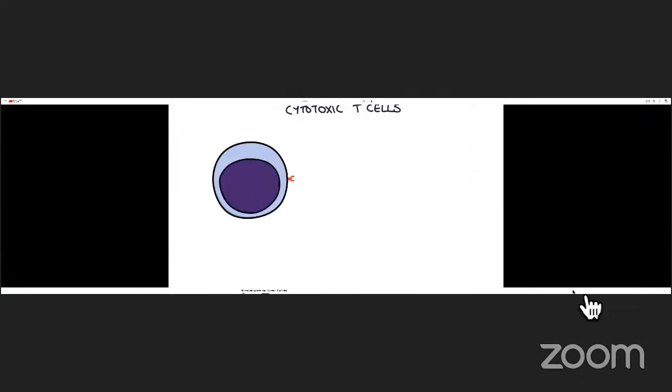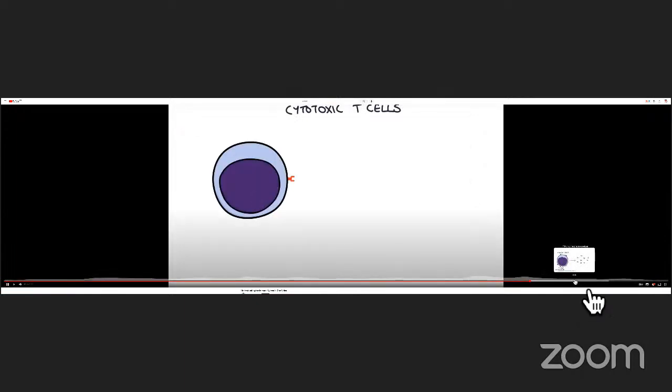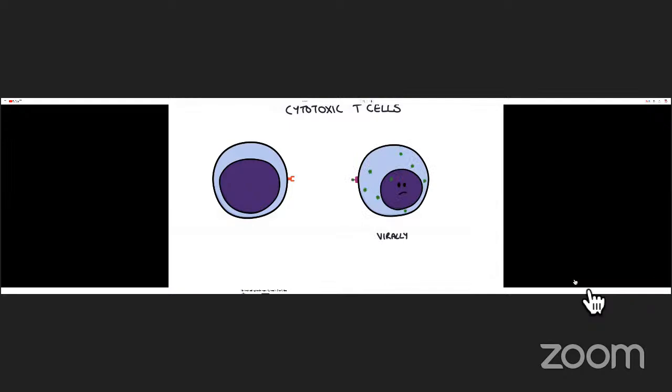Cytotoxic T cells are responsible for killing cells that have been infected by pathogens, such as virally infected cells. To do this, they need to attach themselves to the infected cell via the T cell receptor and the HLA class I molecule expressing the relevant antigen protein on the infected cell.